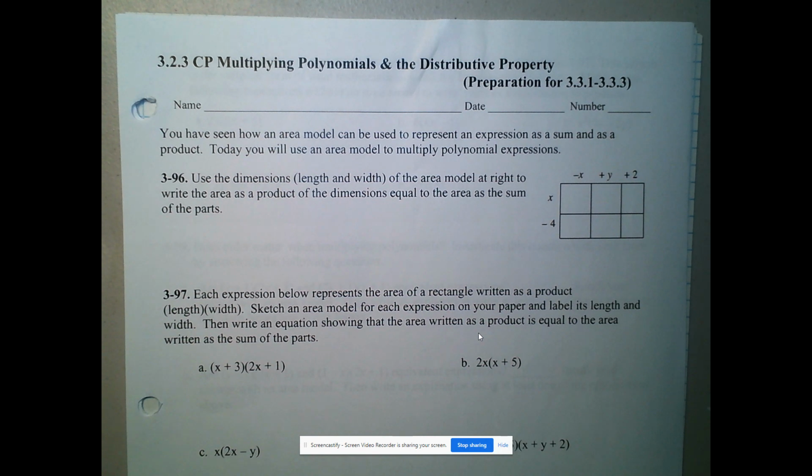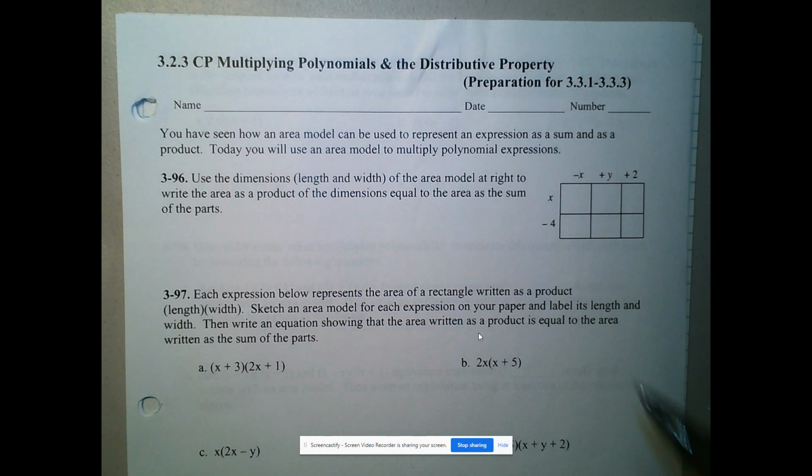All right, so 3.2.3, multiplying polynomials and the distributive property. Here is where we make our biggest jump away from the algebra tiles and into the algebra. I'm still going to reference them a little bit, but the goal today is to really focus on the algebra and not the algebra tiles. So use the dimensions, length and width, of the area model at right to write the area as a product of the dimensions equal to the area as a sum.